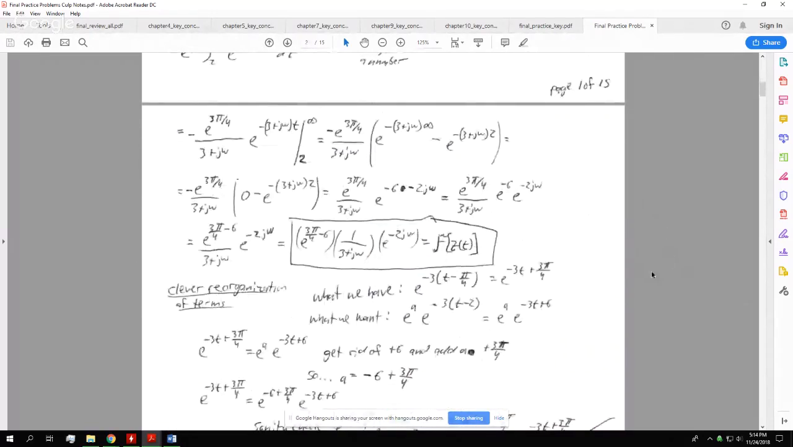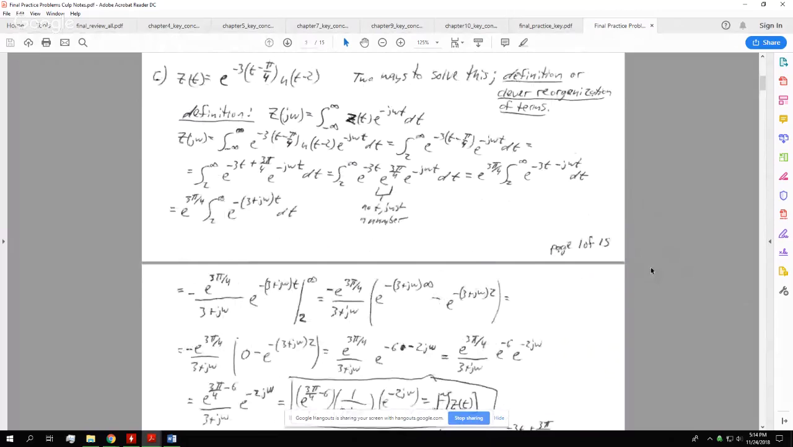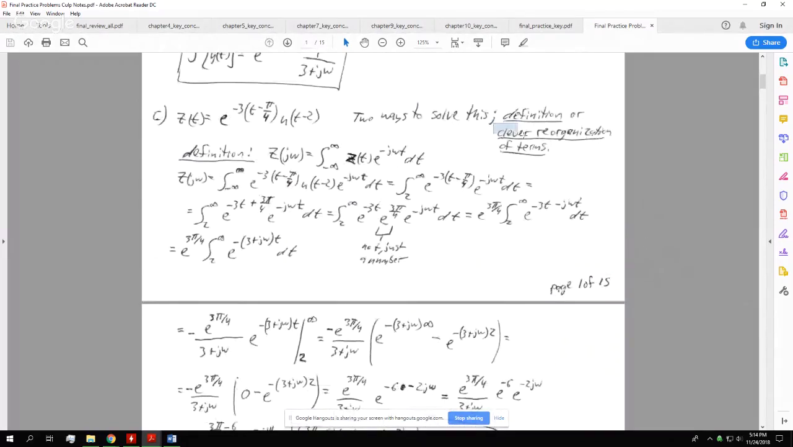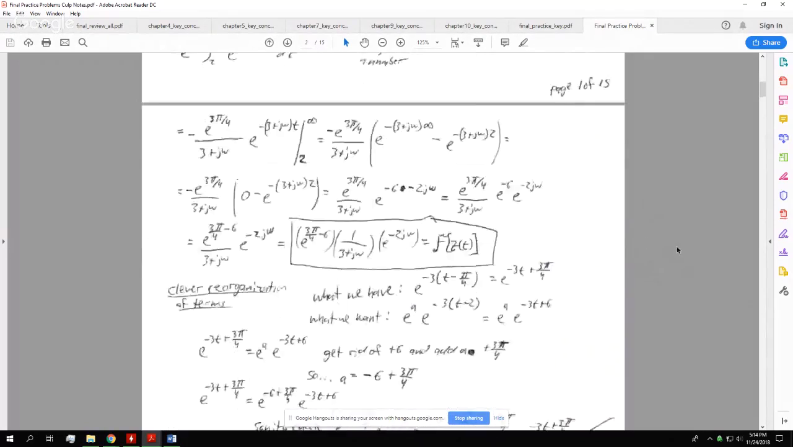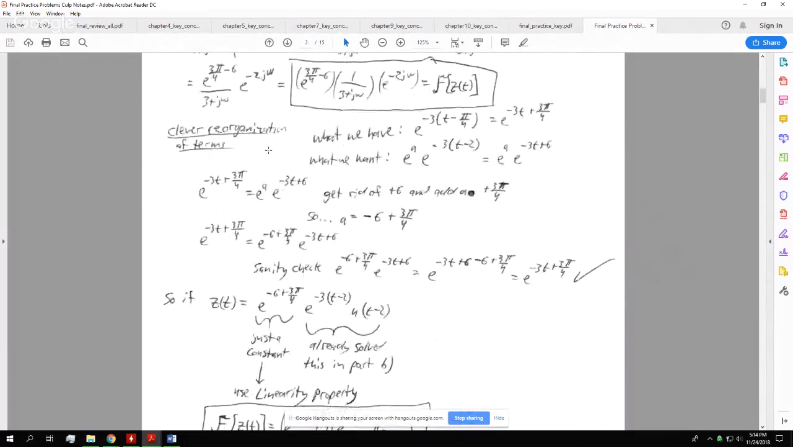But that was one method. That was using the definition. So now the next method was the clever reorganization of terms. Let's get into that. What does that mean? Well, starting here, we start solving that clever reorganization of terms. So this is what we have. This is the problem that was presented to us.